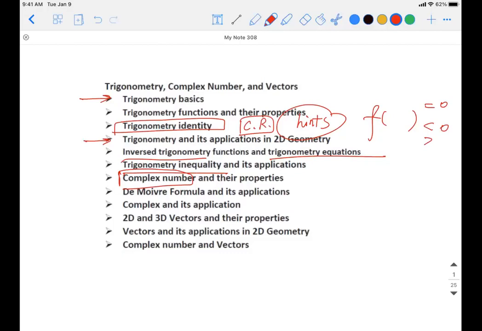One of the most important ways to represent a complex number is using the trigonometry way. That's the reason why we want to understand the properties of trigonometry and also use them in complex numbers, along with their applications.